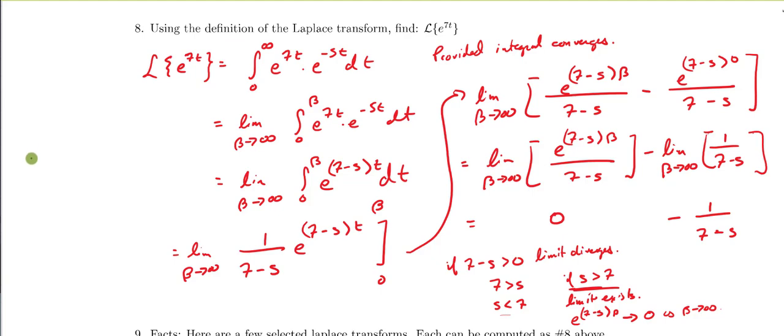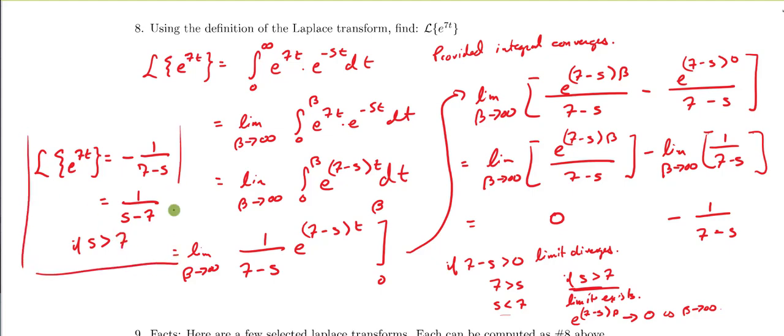So we've just shown that the Laplace transform of e to the 7t through this calculation is minus 1 over 7 minus s, which is fine. I'd like to distribute that negative sign to the denominator and rearrange the terms. So that's the same thing as 1 over s minus 7. And we have to add to this, though, that this was not the value of the integral in all instances. That is, this integral right here only converged if s was greater than 7. And now we've computed the Laplace transform for the function e to the 7t.